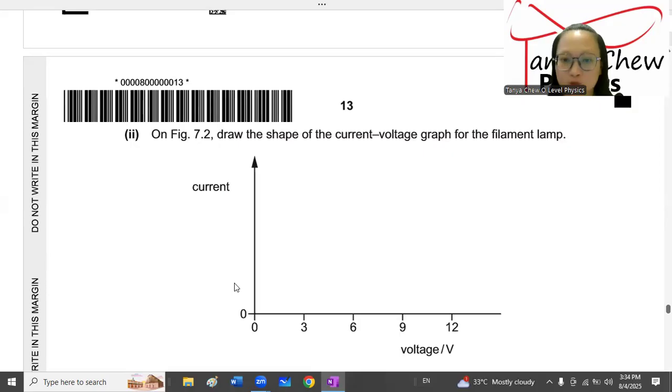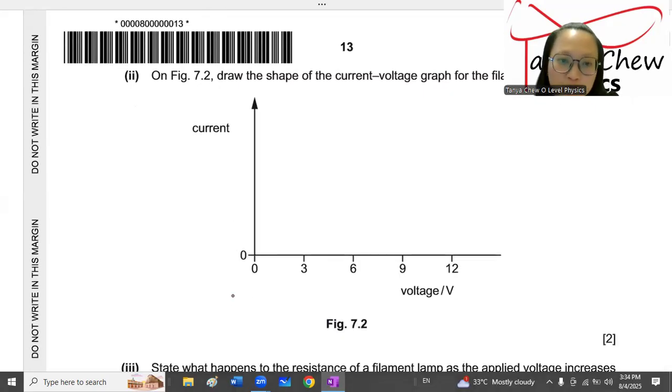Since this is a current voltage graph, you draw the graph like this. It means that the resistance is increasing. Resistance is defined as the ratio of voltage to current.